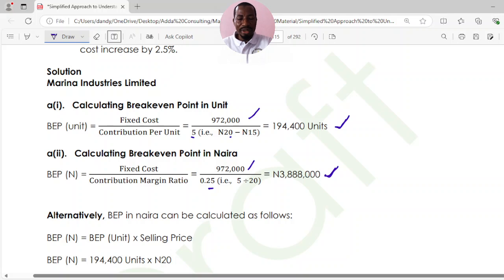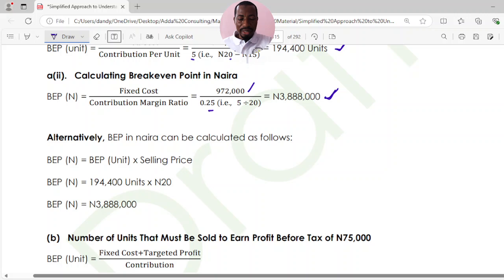So this is the interpretation of the break-even point that we have computed. Alternatively, since I've already computed the break-even point in units to be 194,400, and I'm asked to calculate the break-even point in naira, all I need to do is multiply the break-even point in units, 194,400, by the selling price. That will give me the break-even point in naira. So that is what I've demonstrated there. This is an alternative way of calculating your break-even point in naira.